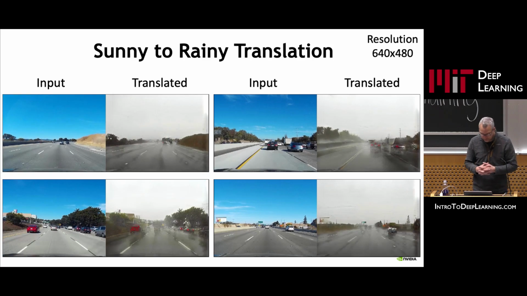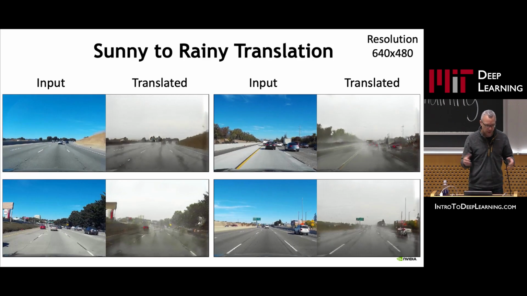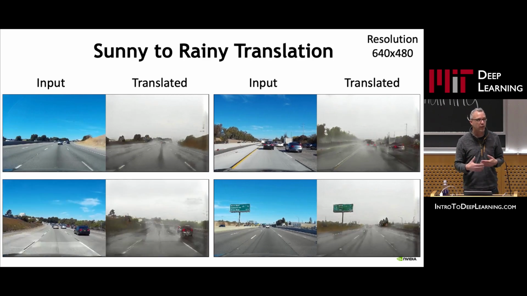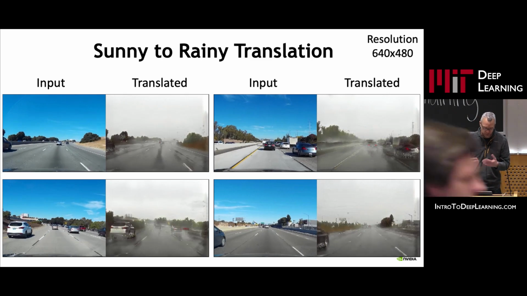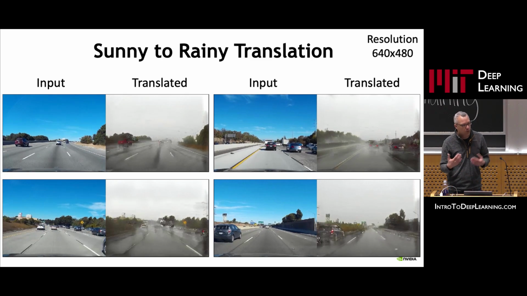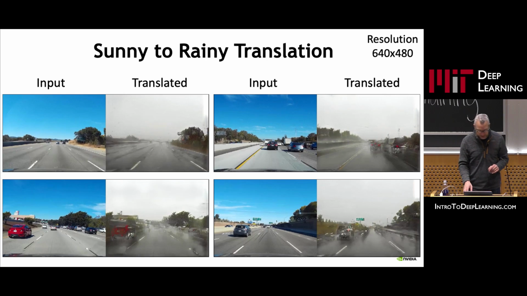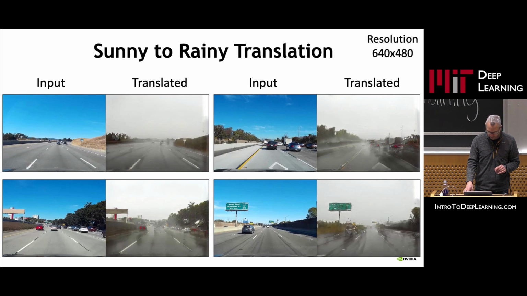Again, overall, given that it's only seen separate data sets that are not in correspondence, it's managed to figure out that the road should be more shiny or more reflective, the sky should be more gray, and all of this was done automatically, right? Nobody told it that that's what it's going to be.